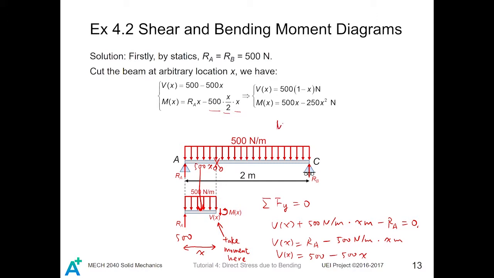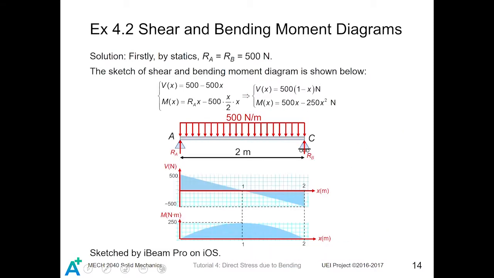Then we can write Mx equals Ra x minus 500x, which is the magnitude of the distributed load, times x divided by 2. Now we have both Vx and Mx. Then we simplify them to get this result. Next, we can draw our shear and the bending moment diagrams by using those two equations.